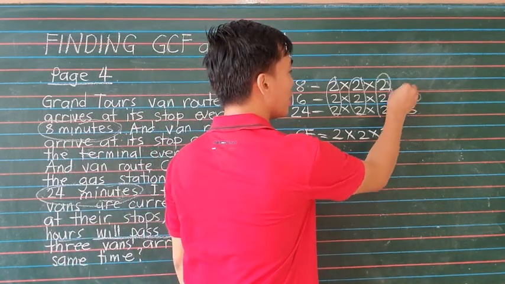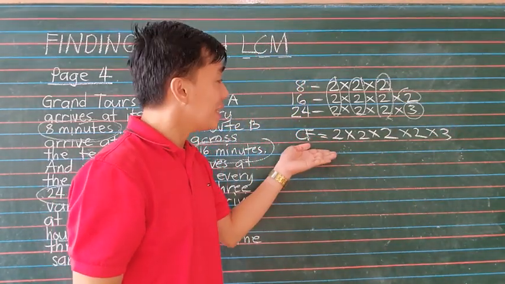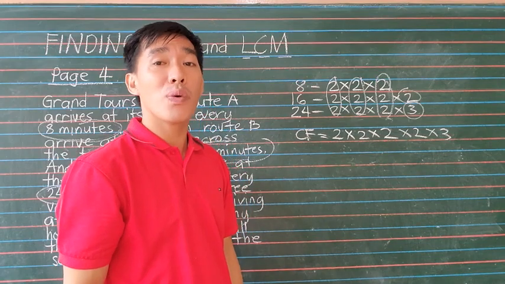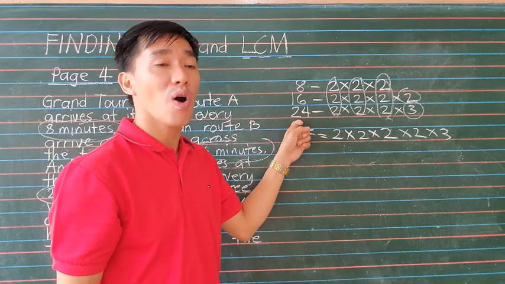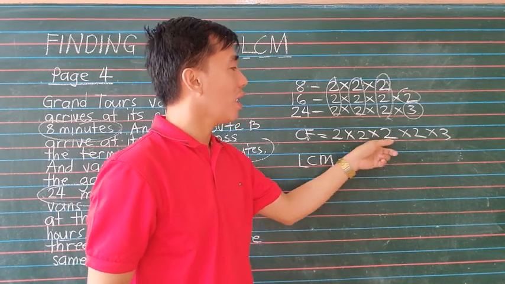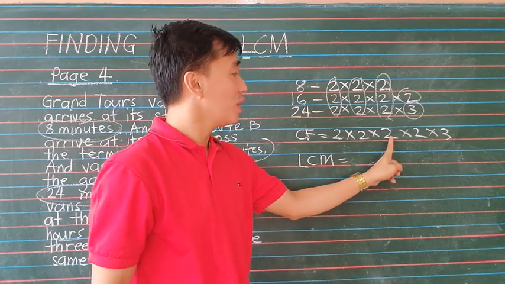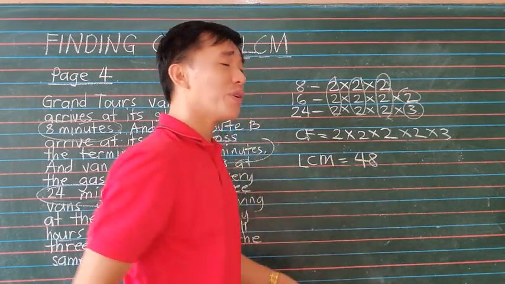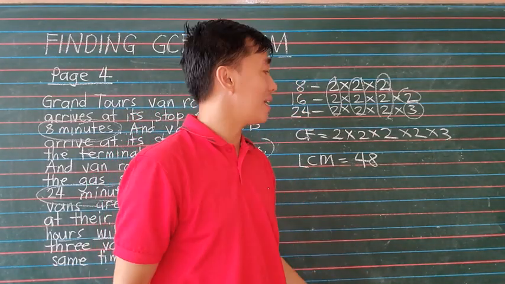So we have an additional 2 here and an additional factor of 3 here. This completes the factors, common and non-common, which give the least common multiple of these 3 numbers. All you have to do to get the least common multiple is multiply the factors here. So 3 times 2 is 6, 6 times 2 is 12, 12 times 2 is 24, 24 times 2 is 48. Therefore, the smallest number where 8, 16, and 24 will meet is 48.